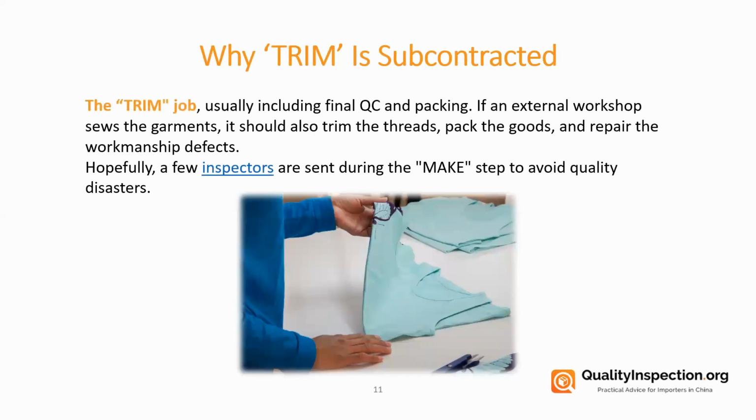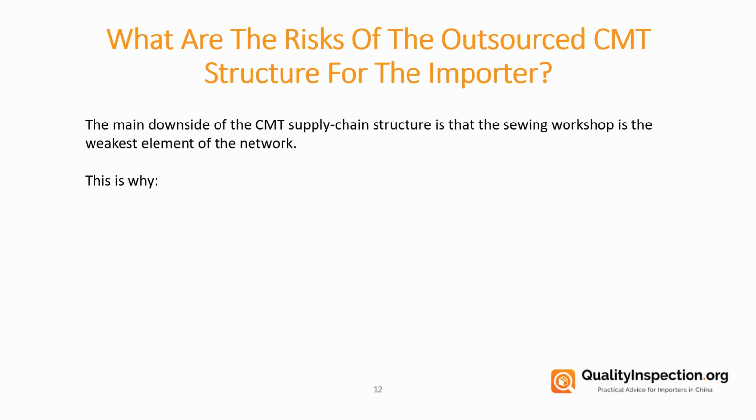And here's trim. So trimming usually includes final QC and packing, but it also includes a check of each garment where little threads and imperfections are trimmed away using the clippers that you can see in the image there. It makes sense that the workshop who has sewn the garments together would also conduct this in the same facility. If quality inspections are performed during the make step, hopefully by this time there won't be any quality disasters anyway, even if they don't do an amazing job of final QC. We've spoken about some of the benefits of outsourcing CMT, certainly from a perspective of cost, but there are risks too.